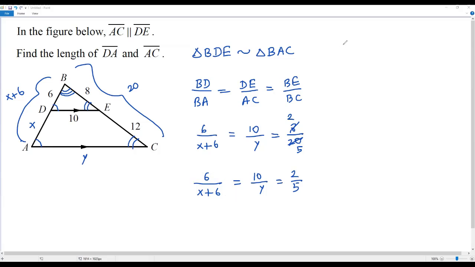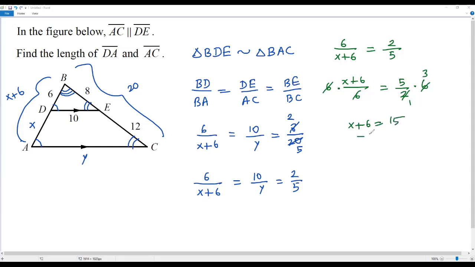Let me equate the first fraction, 6 over X plus 6 equals 2 over 5. Since I'm trying to solve for X, it will be easier if the variable X is in the numerator. So for that, I'm going to take the reciprocal on both sides. I'm getting X plus 6 over 6 equals 5 over 2. Let me multiply both sides by 6 because I have to isolate X. This 6 will cancel out, and 2 goes into 2 1 times, 2 goes into 6 thrice. So X plus 6 equals 5 times 3, which is 15.